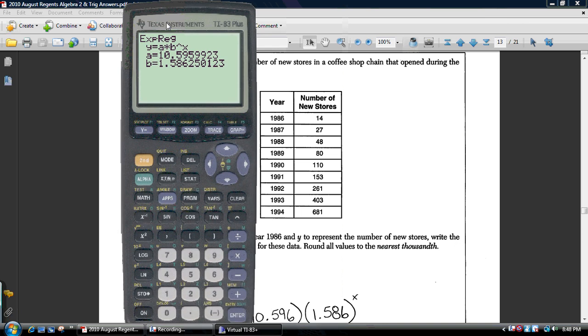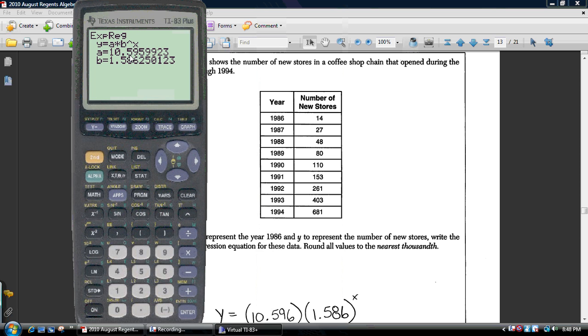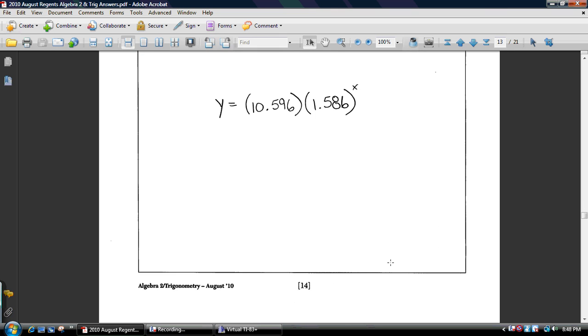Now it wants you to round all these values to the nearest thousandth. So that's the 10th spot, that's the 100th, that's the 1000th. And so it's going to be 10.596 subbed in for A. And then it's going to be 1.586 subbed in for B. That's that. That's all you have to do. Easy, right?